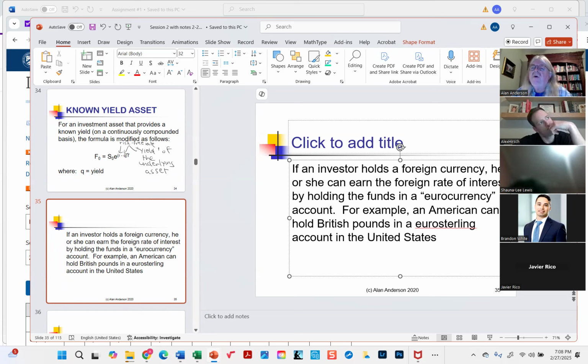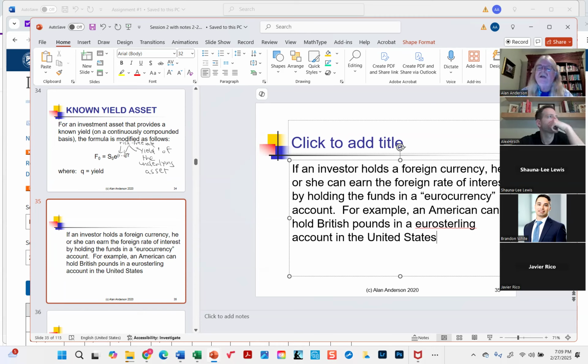In other words, if I'm holding dollars in a British bank account in the UK, I have what's called a euro dollar deposit. I'm not earning the British pound rate of interest, I'm earning the US dollar rate of interest. Similarly, I as an American can hold pounds in an account where I'm earning the British pound rate of interest, in a euro sterling account. It's called sterling because the actual name of that currency is the pound sterling.